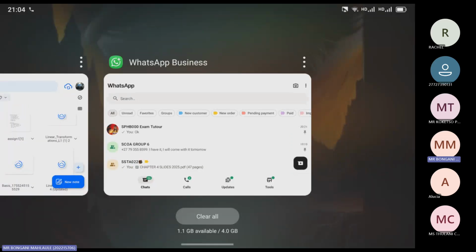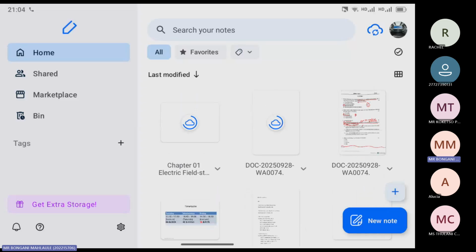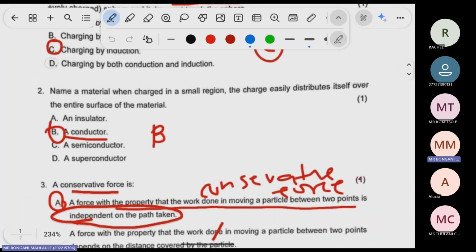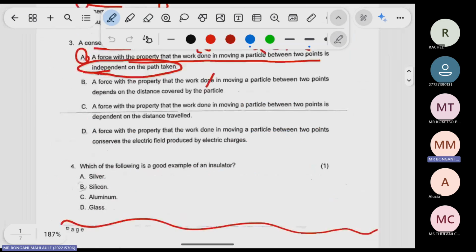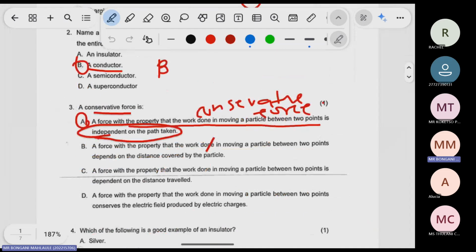Yeah, guys, this app is misbehaving today. Yeah, it opened. I think it's because of the network. Okay, so I've answered one up to three.